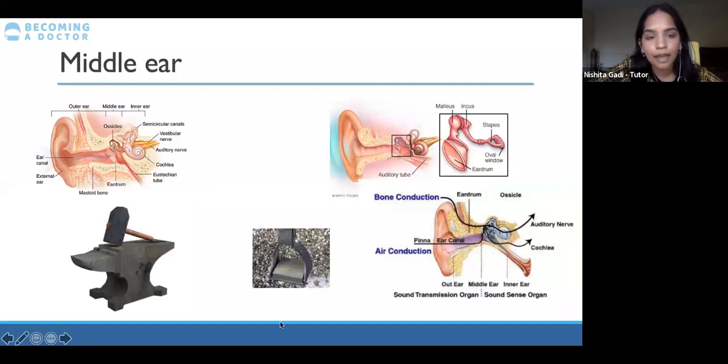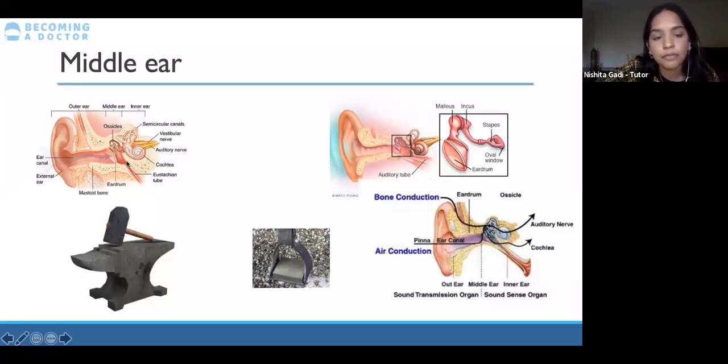Then you have the middle ear. The main parts of the middle ear that we're going to cover today are the ossicles. These are the malleus, incus, and stapes. So what happens is, once the sound wave hits the tympanic membrane and that vibrates, the ossicles move backwards and forwards. And what's really important is that they amplify the sound.